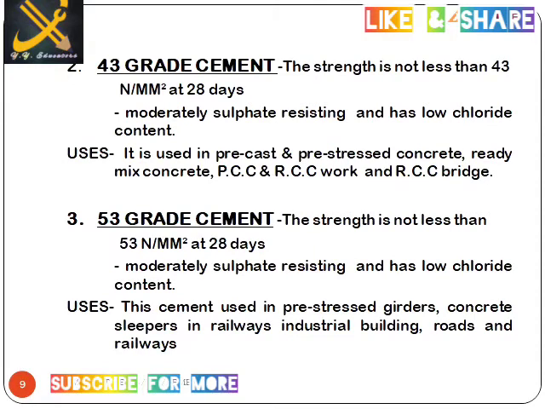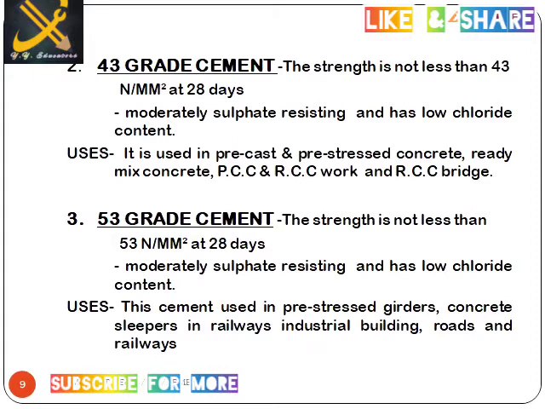Second one is 43 grade cement. The strength is not less than 43 Newton per mm square at 28 days. It means that if we test a cube of cement at 28 days, the strength is not less than 43 Newton per mm square. It is called 43 grade cement. Its property is moderate sulfate resistance and a low chloride content. It is used in precast and prestressed concrete, ready-mix concrete, PCC, meaning plain cement concrete, and RCC, reinforced cement concrete work, and in RCC bridges.